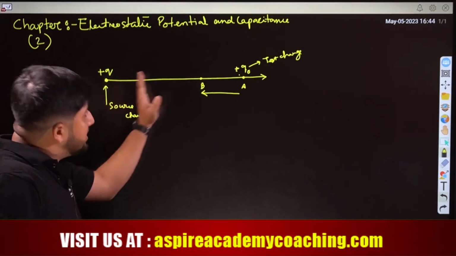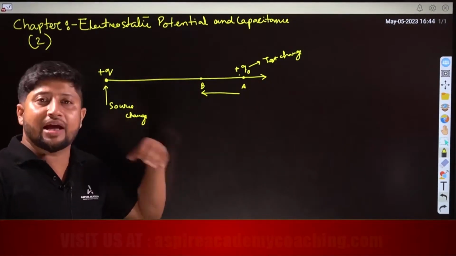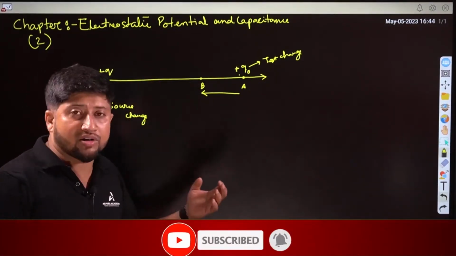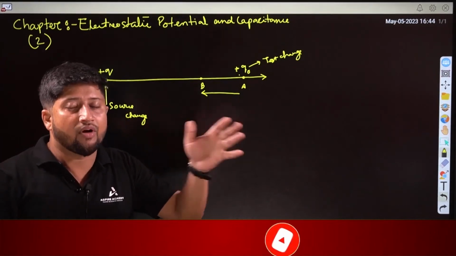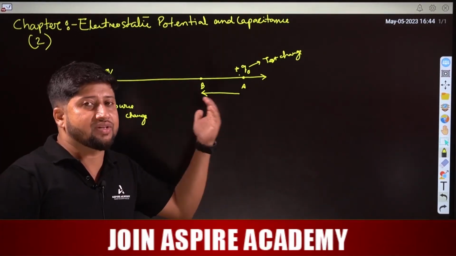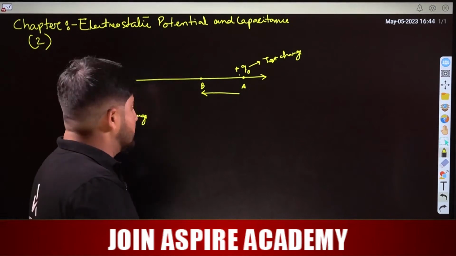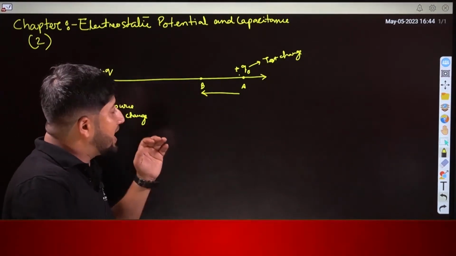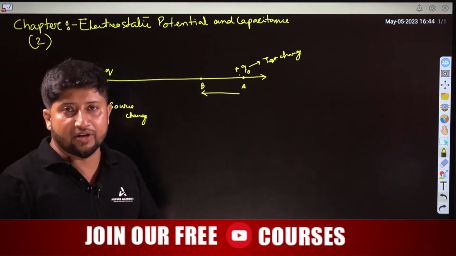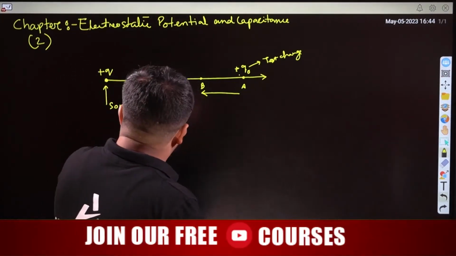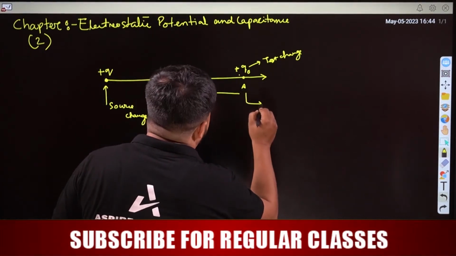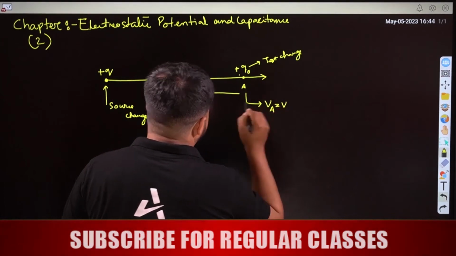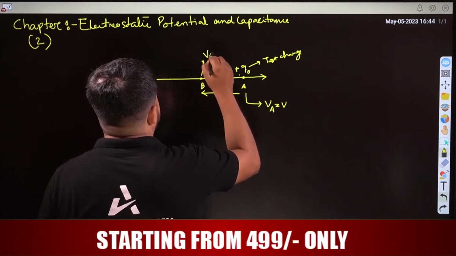So first of all, how will I calculate a potential difference? What is potential difference? It is the amount of work done to bring a unit positive charge from one point to another against the electrostatic force. This is called potential difference. Suppose we consider the potential difference here.